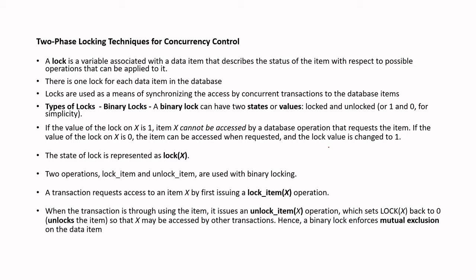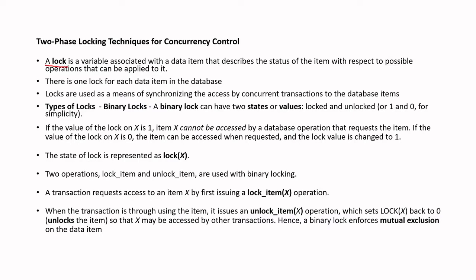So the alternative is to have some sort of rules to ensure that serializability happens as and when the set of transactions get executed. So what are the different methods? Two-phase locking is the most popular algorithm for it. Now, what is two-phase locking? Before that, we have to understand what a lock is.